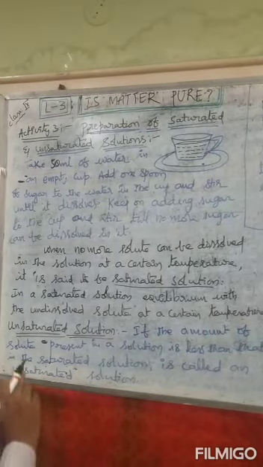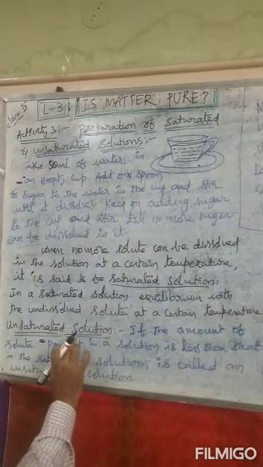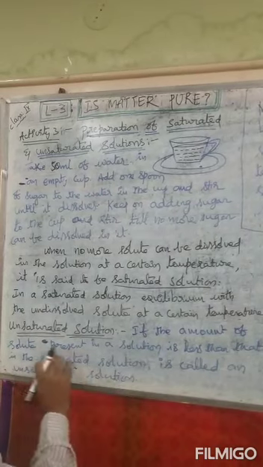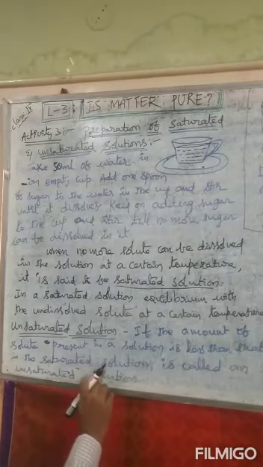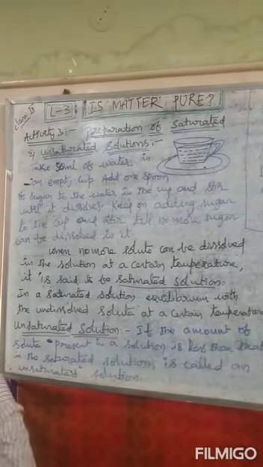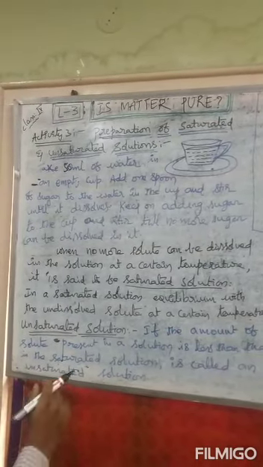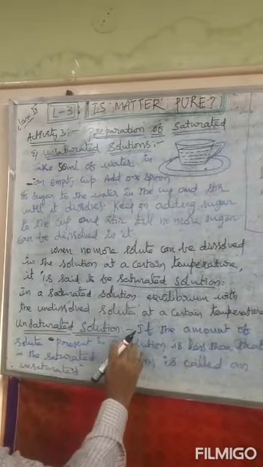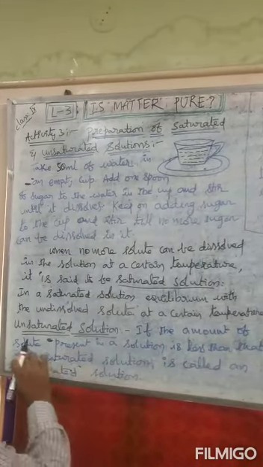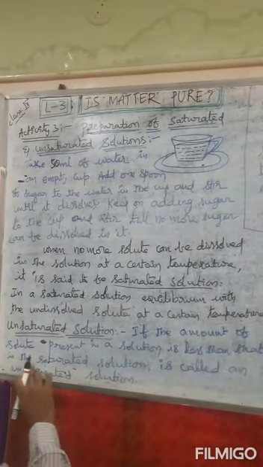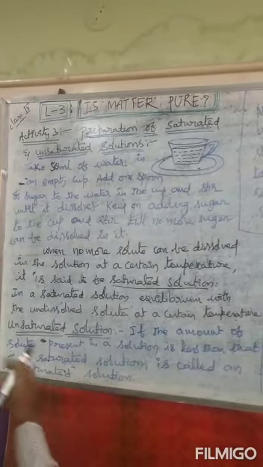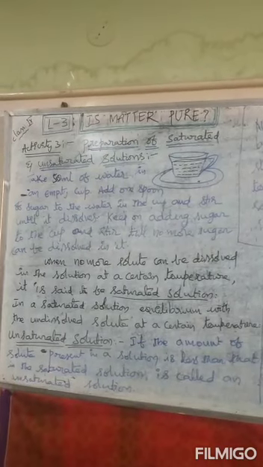Now let us discuss what is an unsaturated solution. If the amount of solute present in a solution is less than that in the saturated solution, it is called an unsaturated solution.